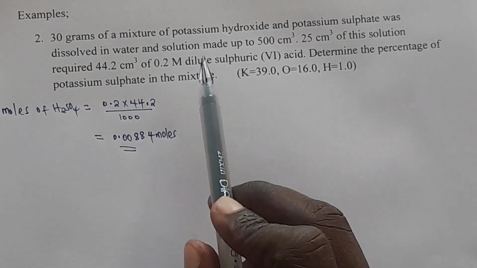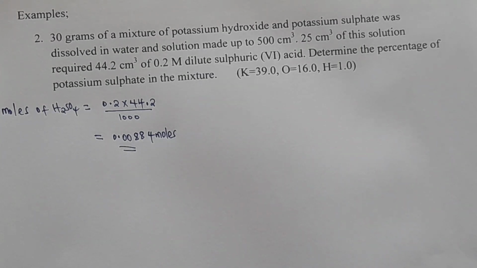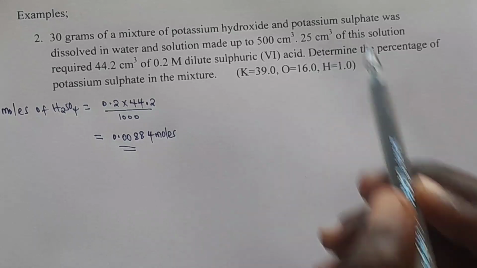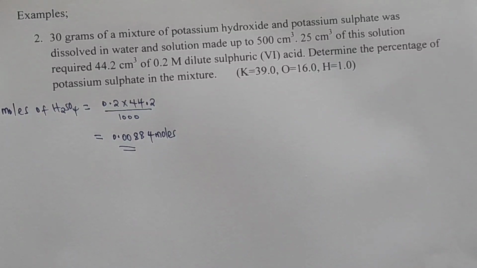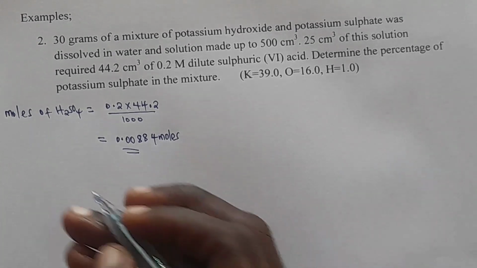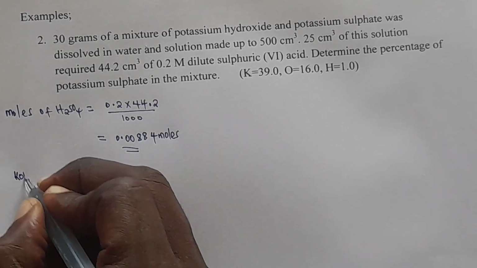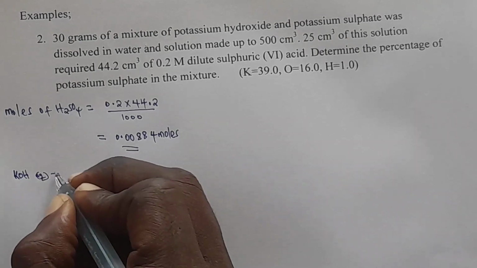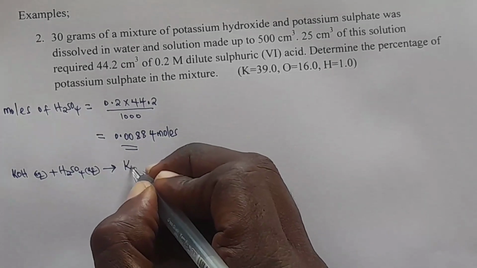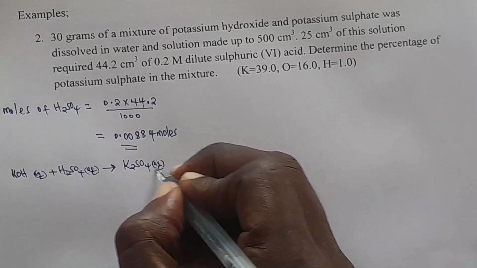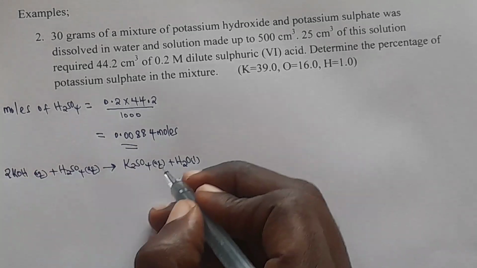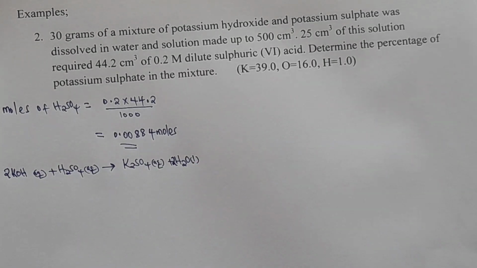Students, the mixture is potassium hydroxide and potassium sulfate, but only potassium hydroxide will react with dilute sulfuric acid, but potassium sulfate will not react with dilute sulfuric acid. So we have to write the reaction between potassium hydroxide and dilute sulfuric acid. Potassium hydroxide aqueous plus sulfuric acid aqueous gives potassium sulfate plus water. We are supposed to balance the equation. We put 2 here, and we put the other 2 on the side of water to balance the equation.